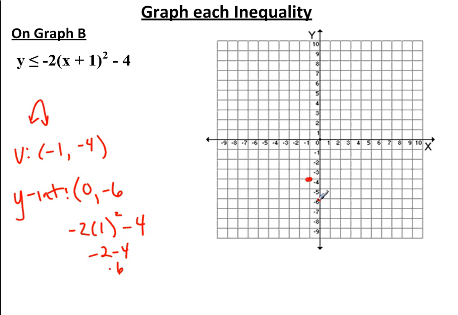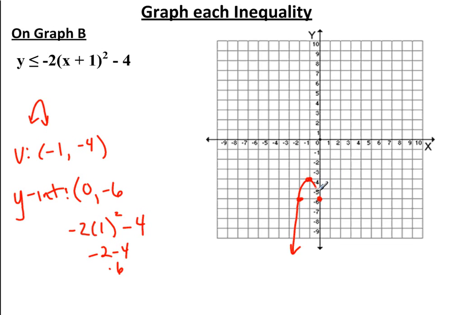So I know at (0, -6), I get a y-intercept. Now please take note that this is down. A lot of students then mistake this for the vertex and then graph a parabola facing up. So make note that it's down. So I'm going to get a symmetric point at (-2, -6).